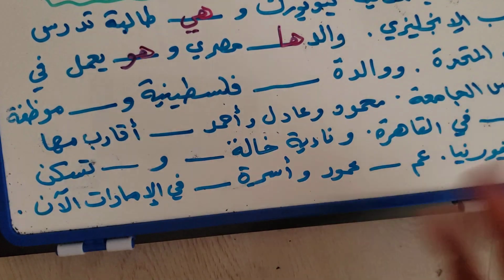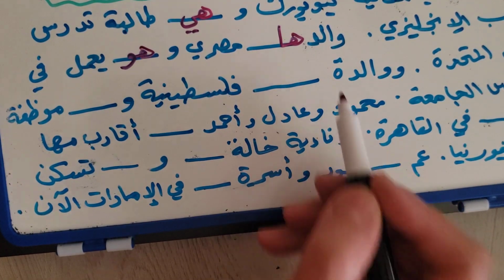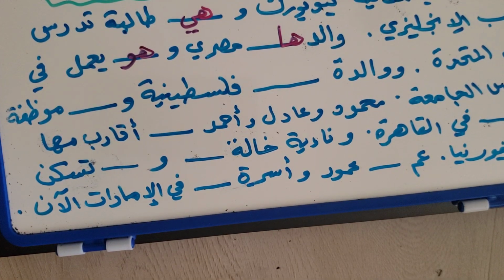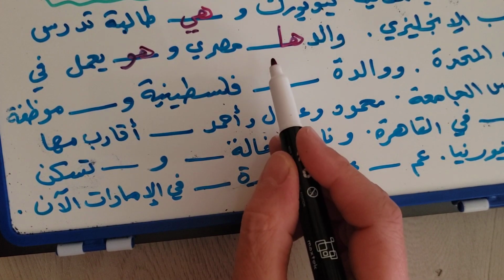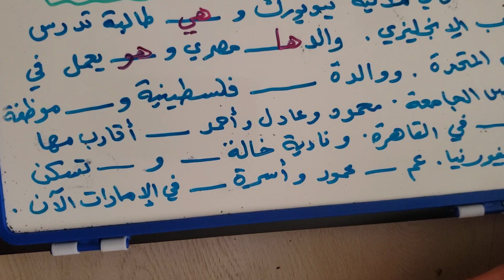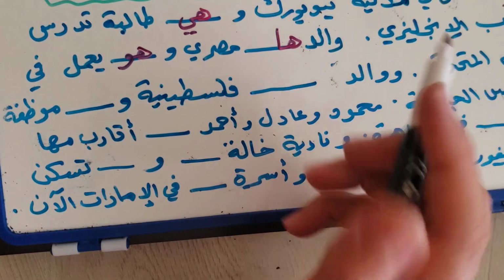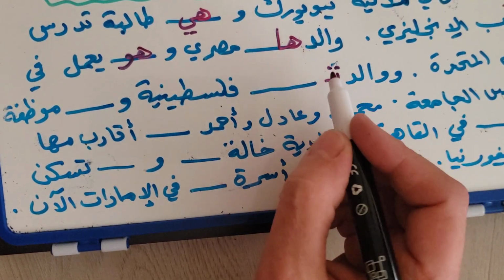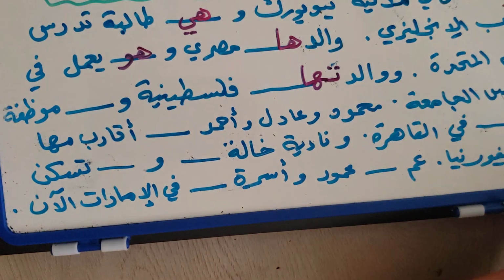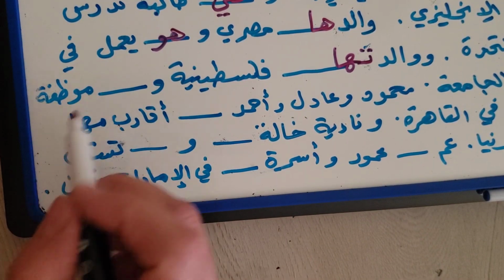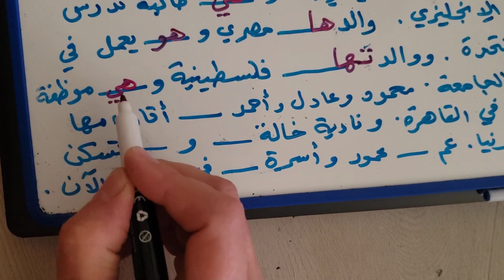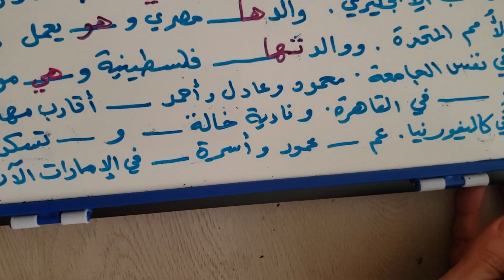And then we're going to talk about her mother. And notice the word mother, والدة, has تاء مربوطة. ووالدة. Instead of saying ووالدة مها, I'm going to have to say and her mother. So I'm going to change this into تاء مفتوحة. ووالدتها, and I'm going to add the ها. ووالدتها فلسطينية, and she is an employee. وهي موظفة في نفس الجامعة.